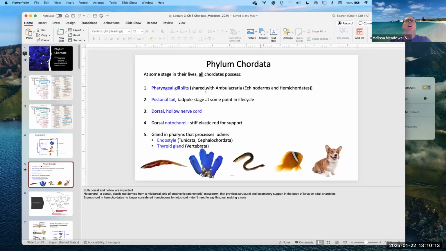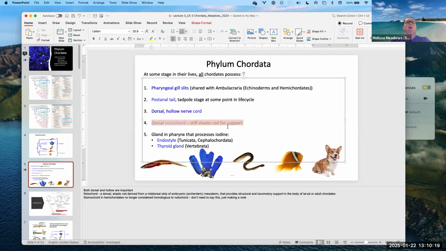So yeah, your chordates are going to have that dorsal hollow nerve cord. They're going to have that dorsal notochord. And then there's some other characteristics too. So pharyngeal gill slits. You guys might have heard that one before sometime in the past. Does that jog your memory?